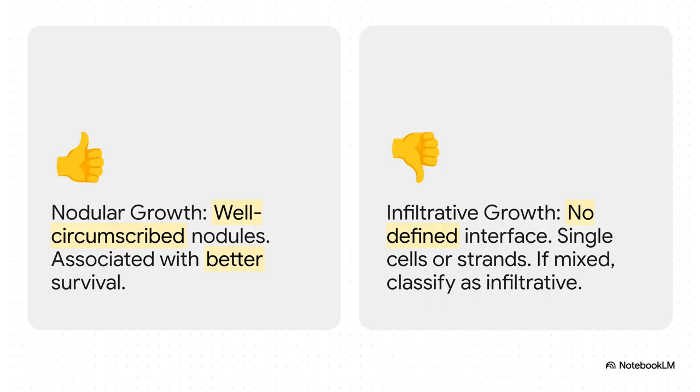This slide here perfectly shows another key feature, the growth pattern. On the left, you've got that nodular pattern. See how it's nice and well circumscribed? That's generally associated with a better prognosis. But on the right, you see the infiltrative pattern, with single cells just kind of snaking their way through the tissue. That's a much more aggressive look. And the rule is simple. If you see both patterns, you always call it infiltrative.